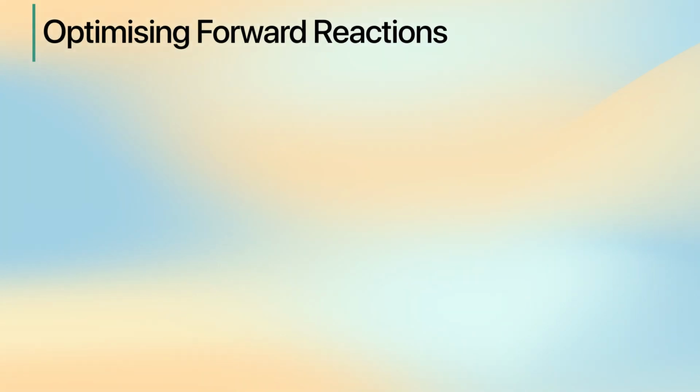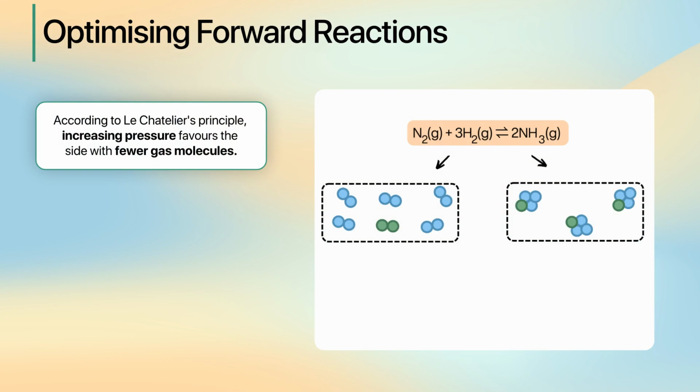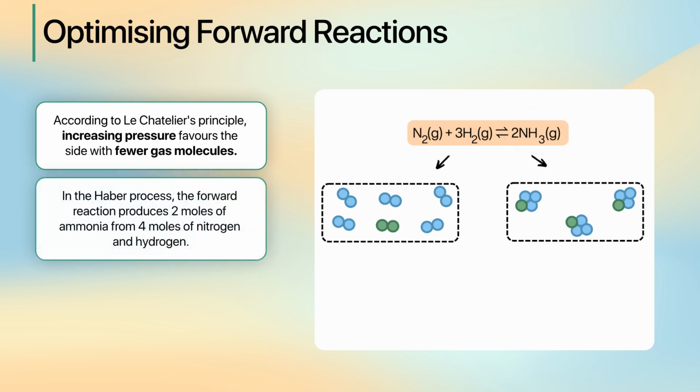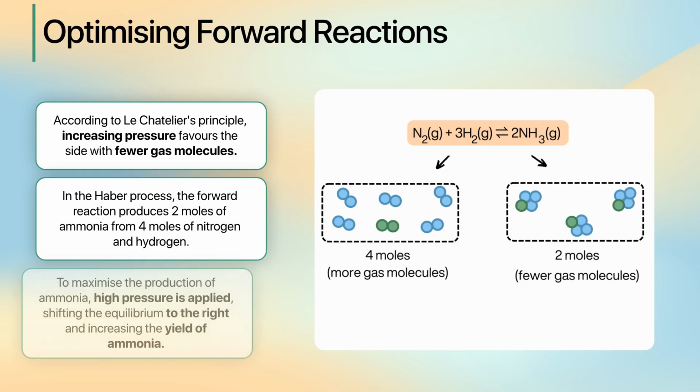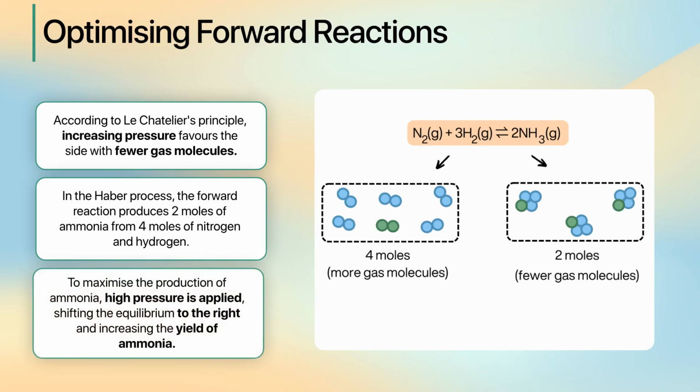Now, let's look at the pressure conditions in more detail. According to Le Chatelier's principle, increasing pressure favors the side with fewer gas molecules. In the Haber process, the forward reaction produces 2 moles of ammonia from 4 moles of nitrogen and hydrogen. To maximize the production of ammonia, high pressure is applied, shifting the equilibrium to the right and increasing the yield of ammonia.